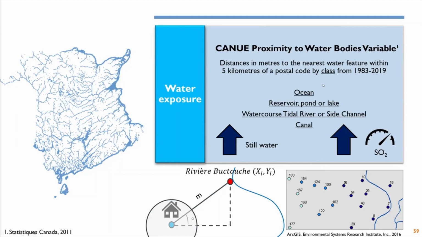And it can separate it and tell you what's the nearest ocean, reservoir, pond, or lake, water coast, tidal ward, or side channel, or canal. Our hypothesis is those that are still water will have a higher risk because algae blooms are more prone to form in those types of water, and that those that are exposed to SO2 in regions that have more SO2, it will likely increase this effect, because SO2, the main way it gets out of the environment is through dilution in water sources.